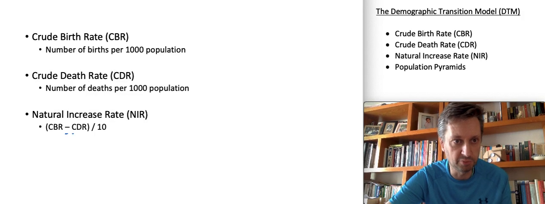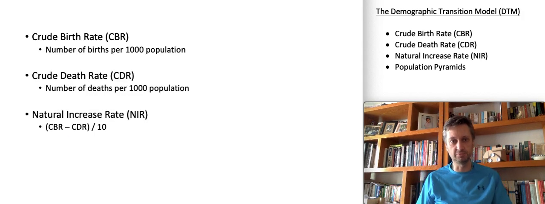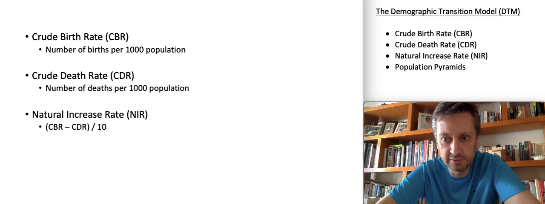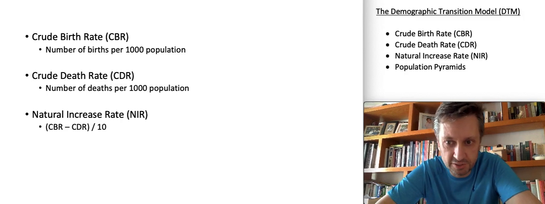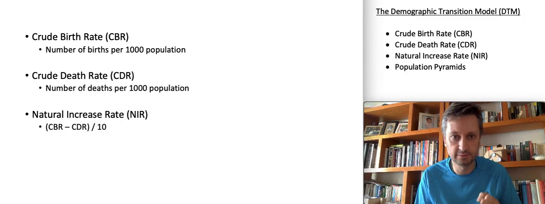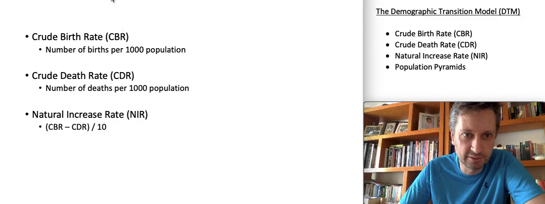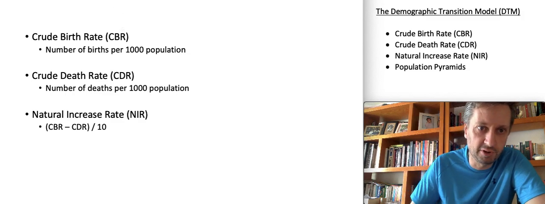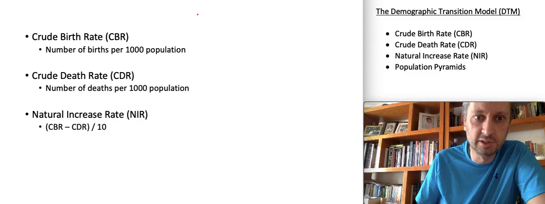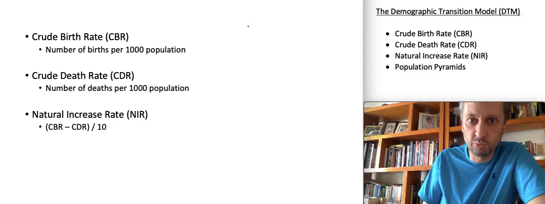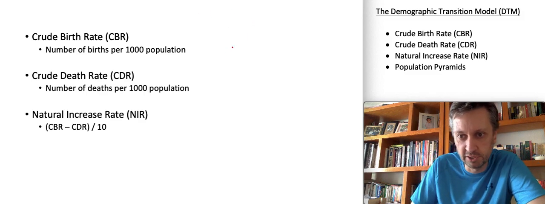Okay, so just before we move on, just a little reminder of what we talked about before. I already said that the DTM combines three statistics: the crude birth rate, the crude death rate, and the natural increase rate. So just a reminder of what that means. The crude birth rate is the number of births per 1,000 people per year normally.